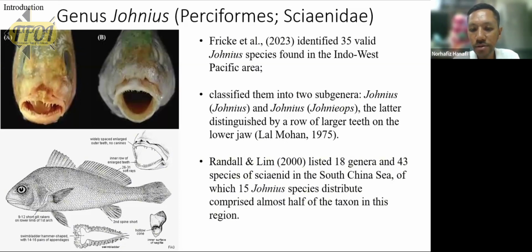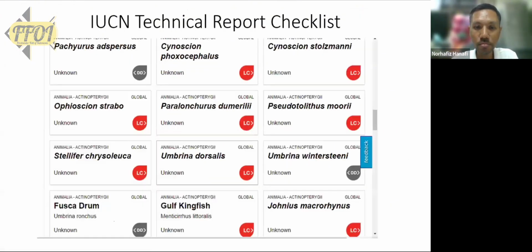Interestingly, Randall and Lim in 2000 listed 18 genera and 43 species in the South China Sea. Here, they mentioned 15 Johnius species, covering almost 15 species. This shows the Johnius species are quite abundant compared to other species. So that's another factor why I continue this study.